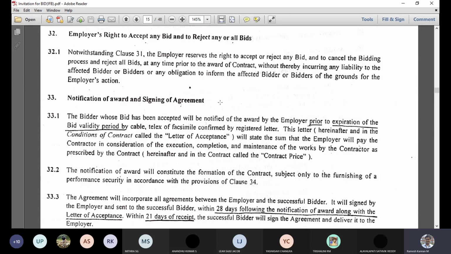And the bid validity period is something like 90 days. Generally, once the successful bidder is selected, they'll be given 90 days to take up that project. They don't generally take it immediately, so they can take 90 days. Within 90 days they have to sign an agreement, which is called the letter of acceptance or conditions of contract. And nowadays people even do it online, so they can email.